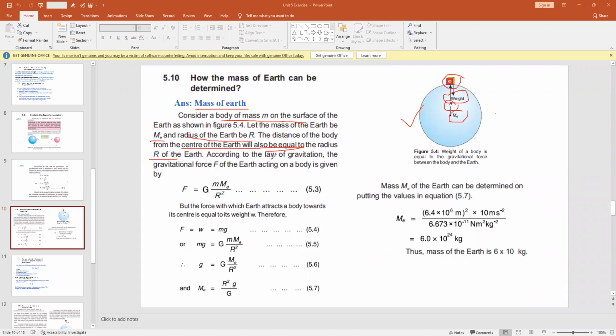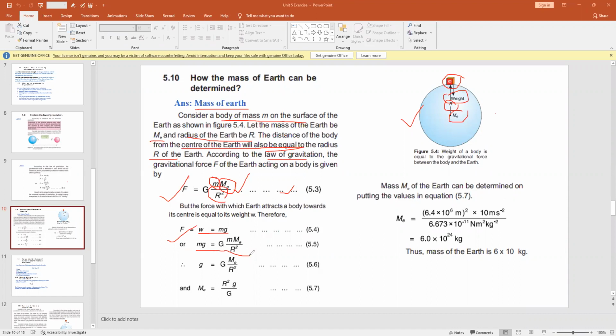So according to the law of gravitation, this equation becomes F equals G m Me by R square. One object is replaced by m1, and the second object is replaced by m2, and here the distance is R square, so d square is replaced by R square, right? So you have to write this equation. Then the second force is the force acting downward, which is equal to weight, that is W equals mg. When you compare these two forces, mg equals capital G m Me by R square.